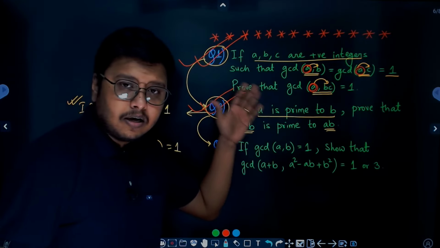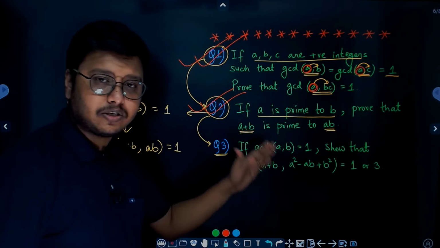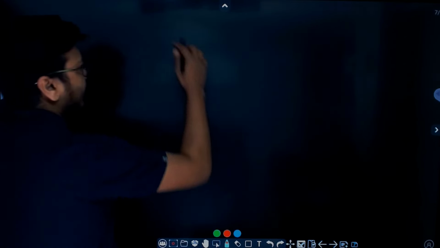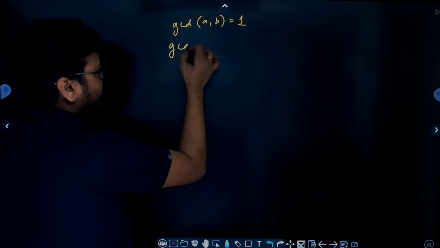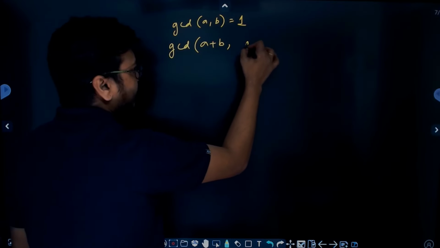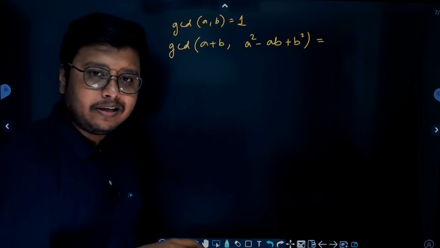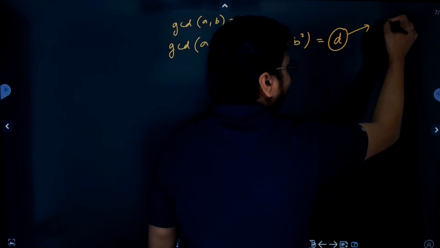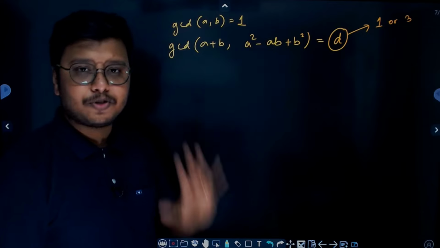Now using the result of question number 2, I will start the final question, the third one, which was my actual main objective. So it is given that GCD of a and b is 1. This is our given information. What are we trying to prove? We are trying to prove that GCD of a plus b and a square minus ab plus b square is either 1 or 3. So let me assume that this is d. So I'm trying to show that d is either 1 or 3. That's my final target.